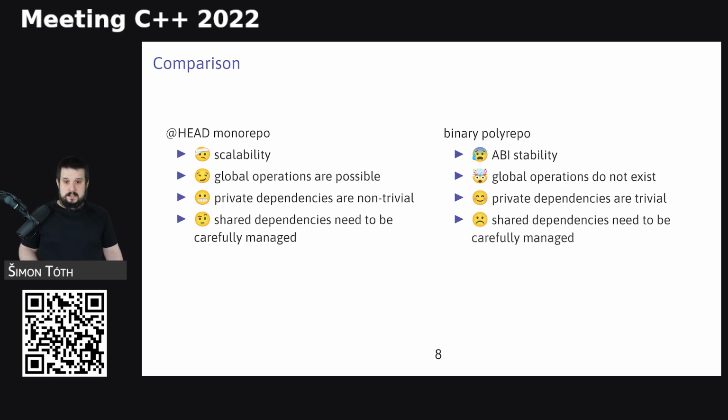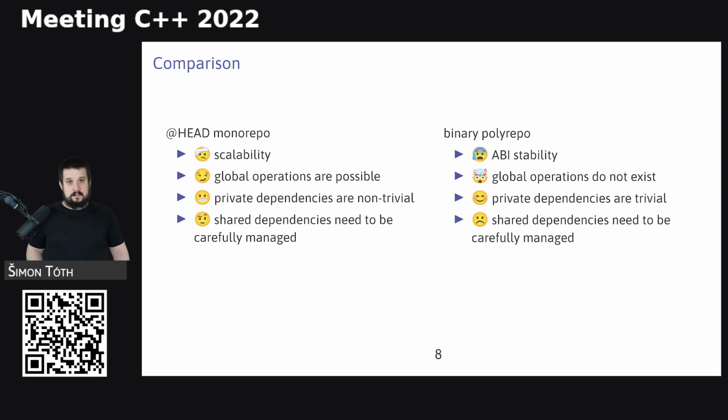Shared dependencies are a bit different. They need to be carefully managed in both models. In the monorepo, the shared dependency can introduce breaking changes in other parts of the repository. The good thing is we have global operations, meaning that if the change is breaking, we will know immediately, and the person making the change still has enough context, hopefully, to make a trivial fix.